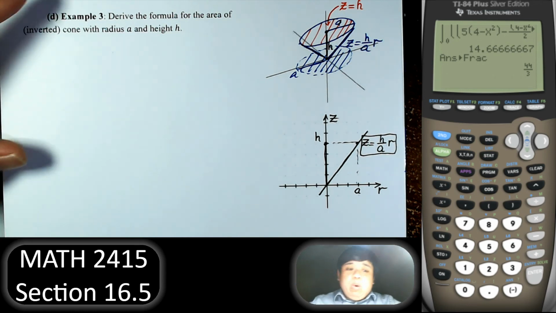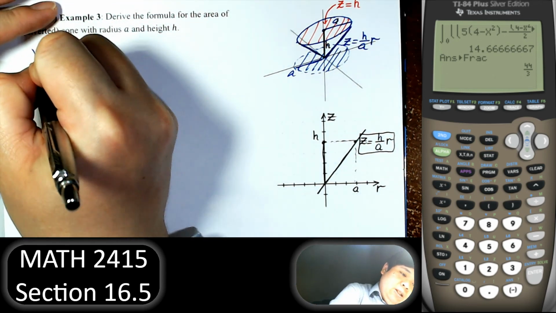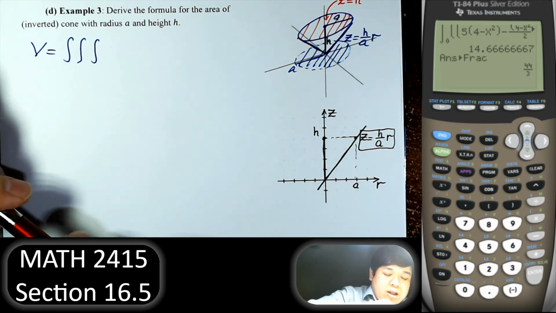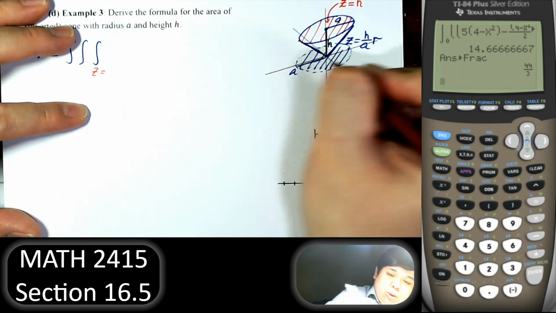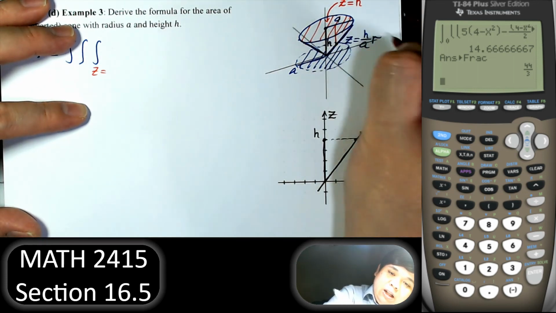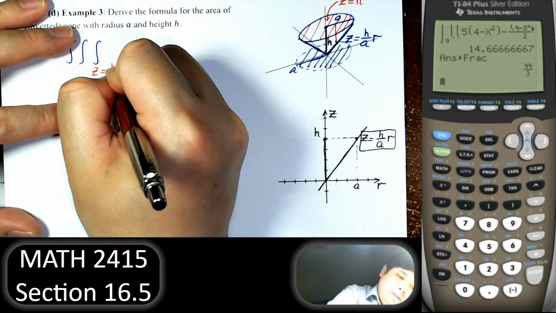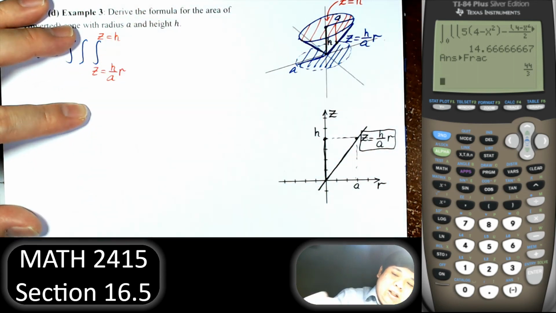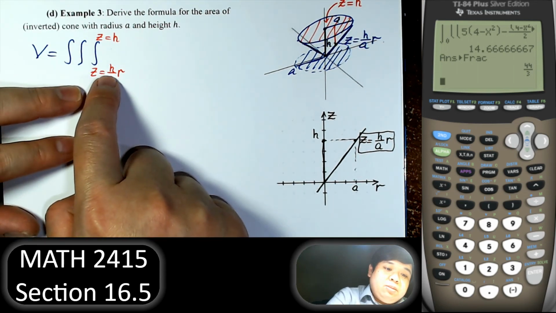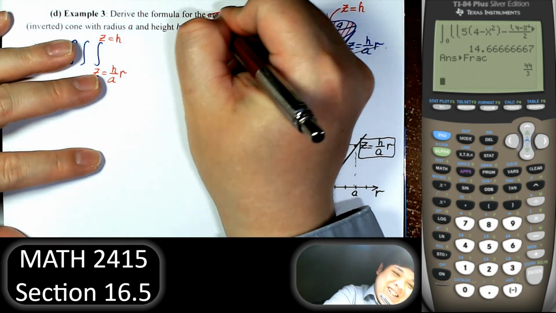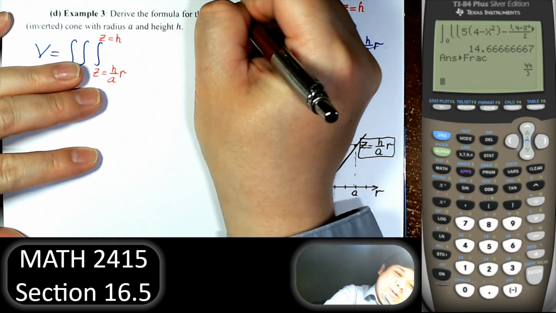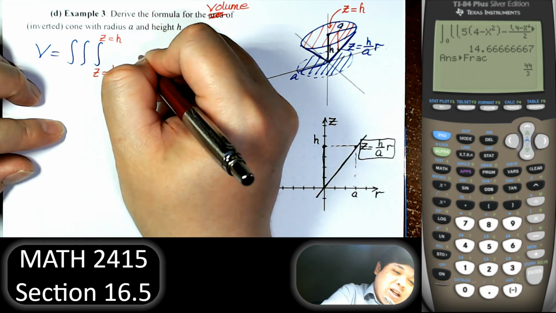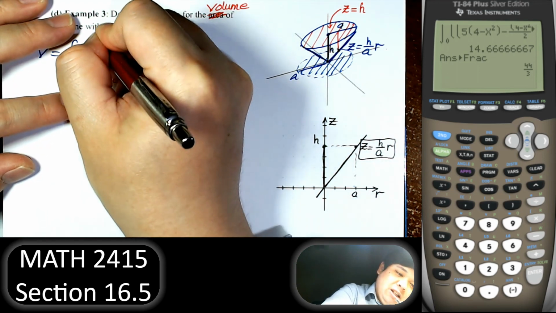Right. Now with that, we write the volume equal to triple integral, where the innermost goes from z equal to h over a times r to z equal to h. This calculates the volume. Sorry, this is a typo. The volume. So we will have the function just one here. So we have dz on the inside, so we'll take care of that first.